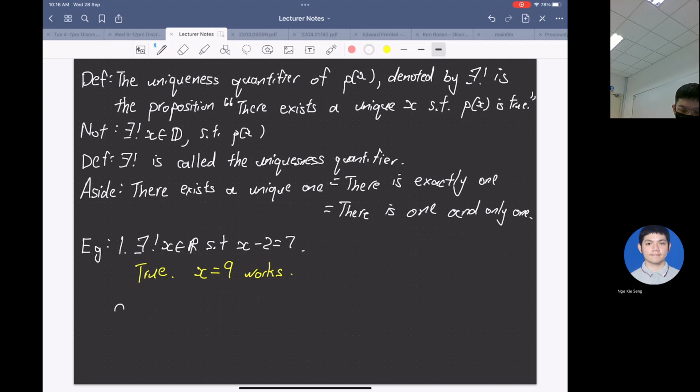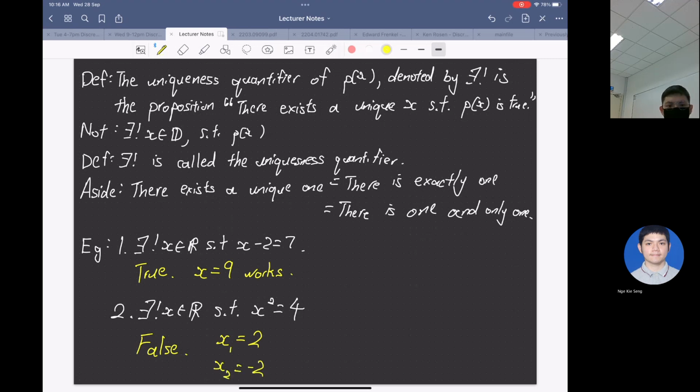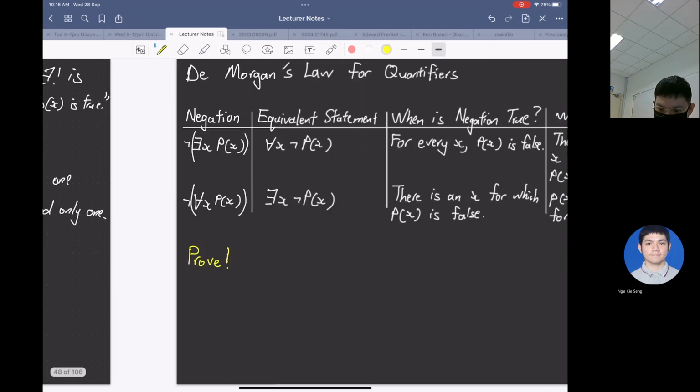Example 2. There is a unique x in R such that x squared equals 4. True or false? Why? Not yet. x has two values that square to 4. What are they? 2 and negative 2. Yeah. Very good. You know how to show something is true or false already.